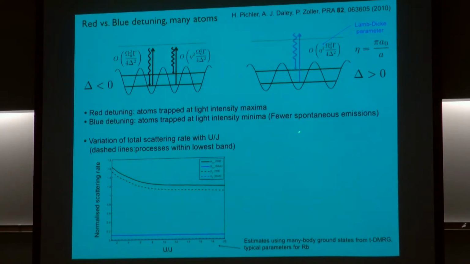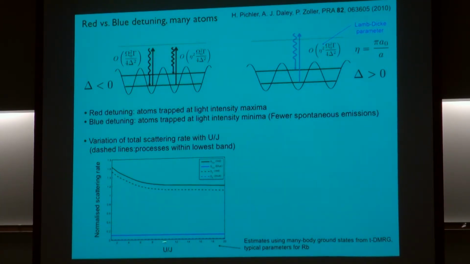What happens for blue detuning is that the atoms are trapped at the light intensity minima. You have fewer spontaneous emission events, and that comes almost entirely from a very strong decrease in the rate of these processes. In fact, these processes become fourth order in the Lamb-Dicke parameter, and the dominant scattering events in a blue detuned lattice transfer you to higher bands. You can see this in the relative rate of scattering events. This is the line for red detuned lattices, and this is for blue detuned lattices.